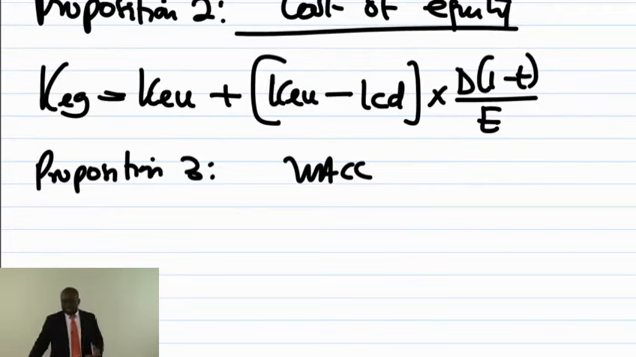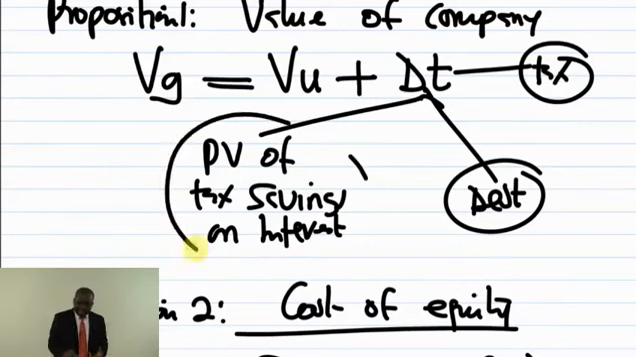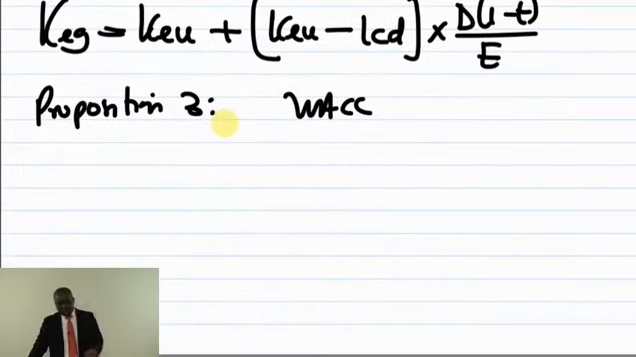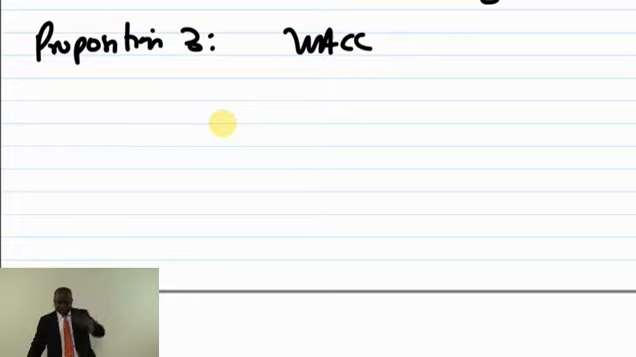Yes, the DT, D is the debt value, and T is the tax rate. It's representing the present value of the tax savings on interest, the tax you will save. Okay, let me explain that. You don't necessarily need what I'm going to do, but for the sake of that question, let me explain that.